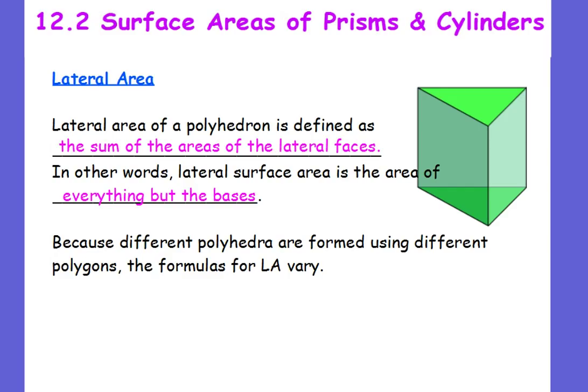Let's talk about what the lateral area is. The lateral area is the sum of the areas of the lateral faces. So it's basically the area of everything except the bases. In this figure here, it'd be the area of everything around, but not the area of the bases. It's like if you're in a room and you want to paint all the walls, that would be all the lateral area, right? Because you wouldn't paint the ceiling and the floor.